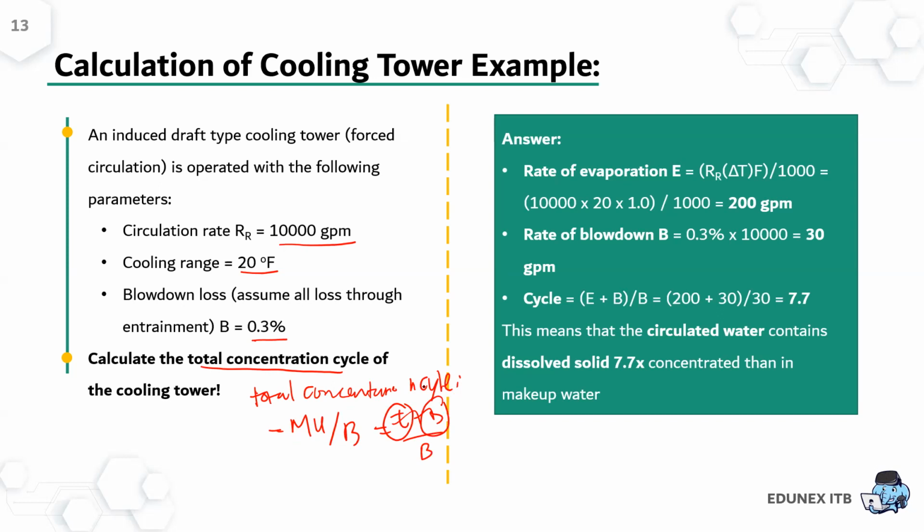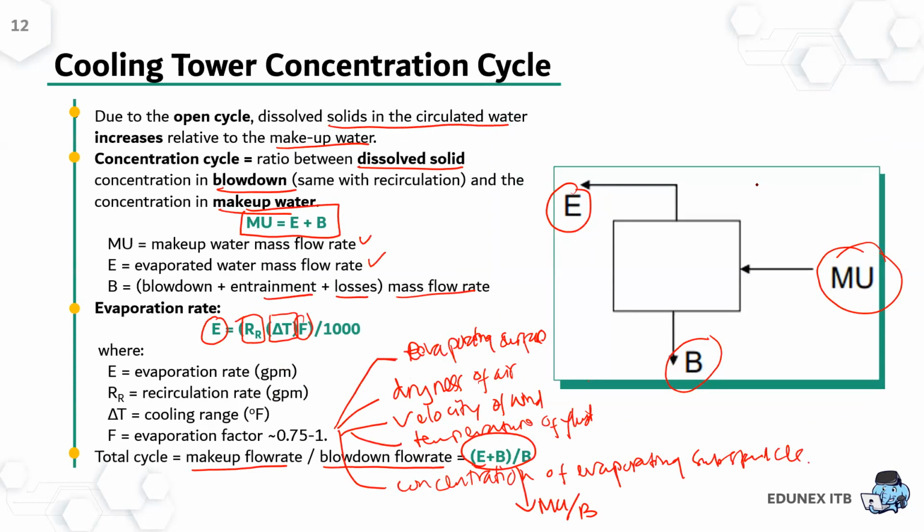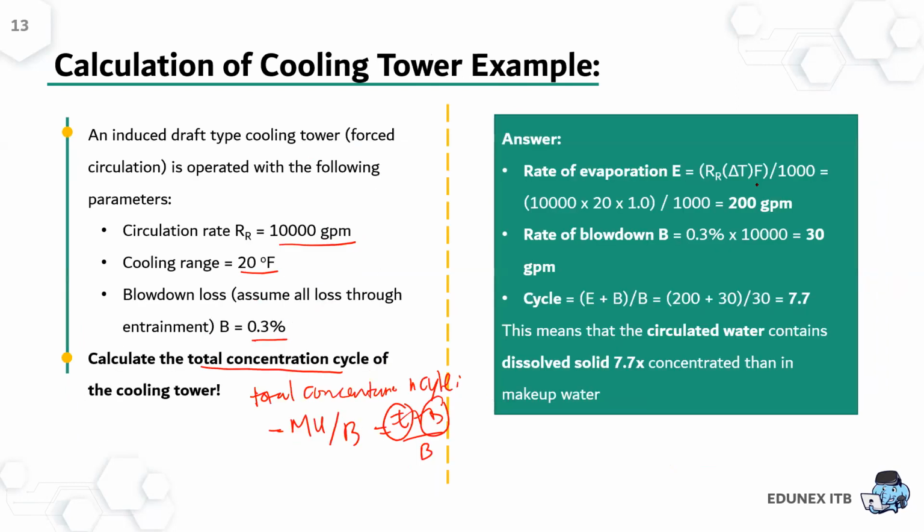So for the rate of evaporation, we can use the second formula from the previous slide, which is the recirculation rate times the cooling range times the evaporation factor divided by 1000. We have the recirculation rate of 10,000, and we have the cooling range of 20 degrees Fahrenheit. And we assume that the evaporation factor is 1. In this case, divided by 1000, then we get 200 GPM.